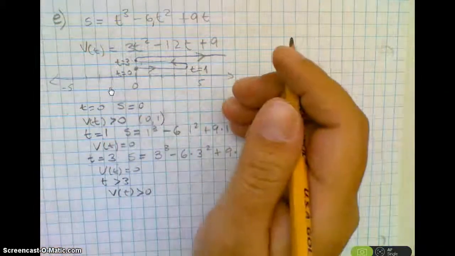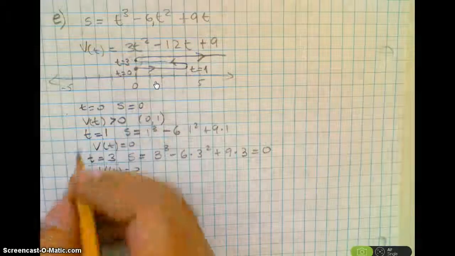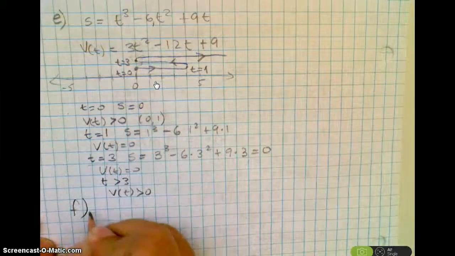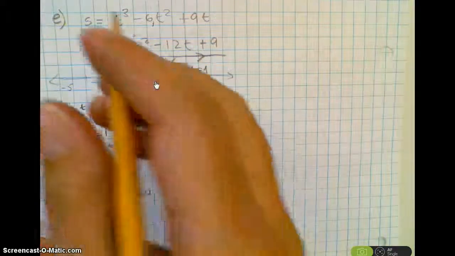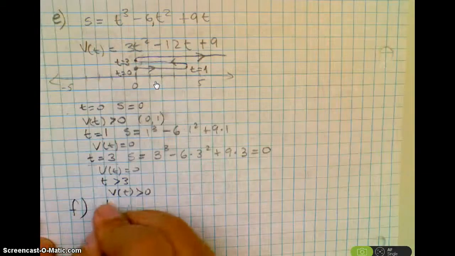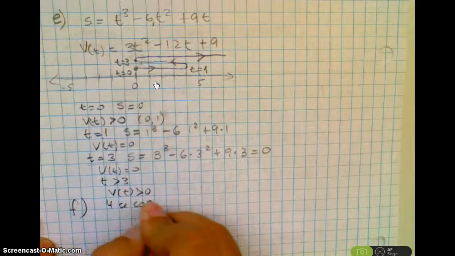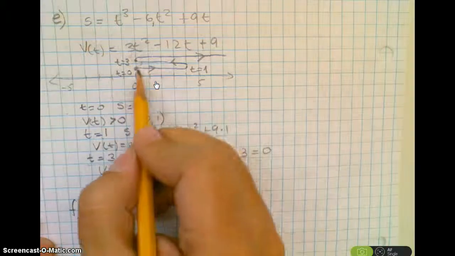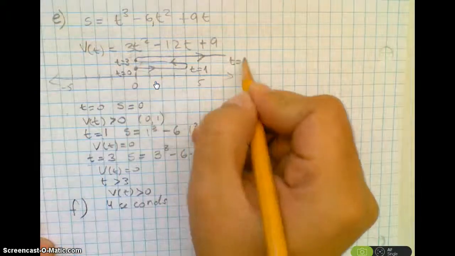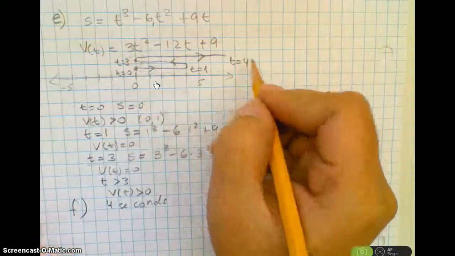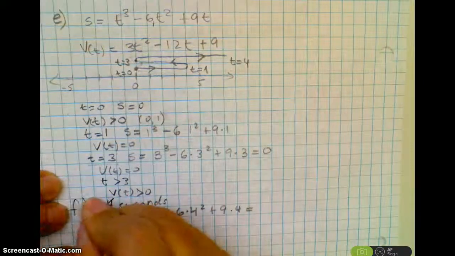Now in part F it says find the total distance that the particle traveled. So that's after 4 seconds. I just want to know what happened to the particle after 4 seconds. So this is 1, 2, 3. I have to find how much is s when t is 4. Sorry, the question said 5 seconds.